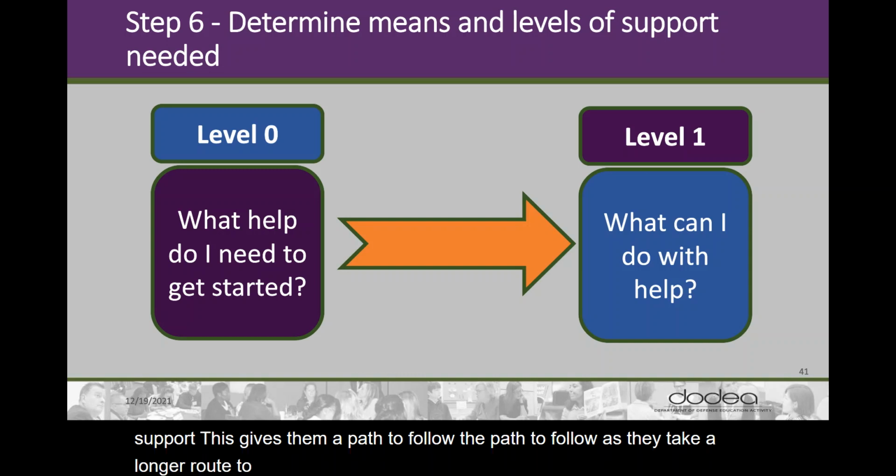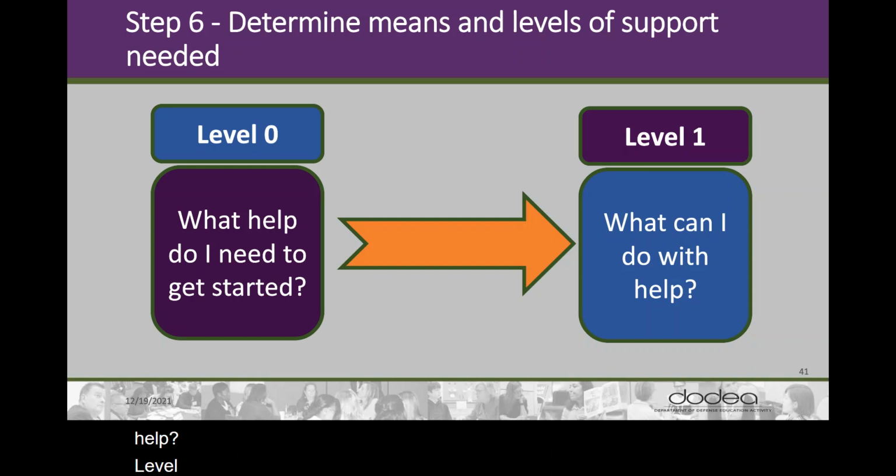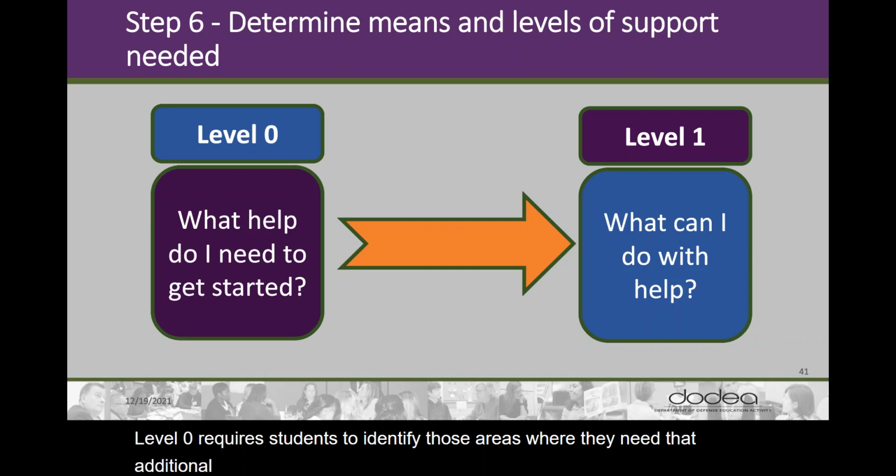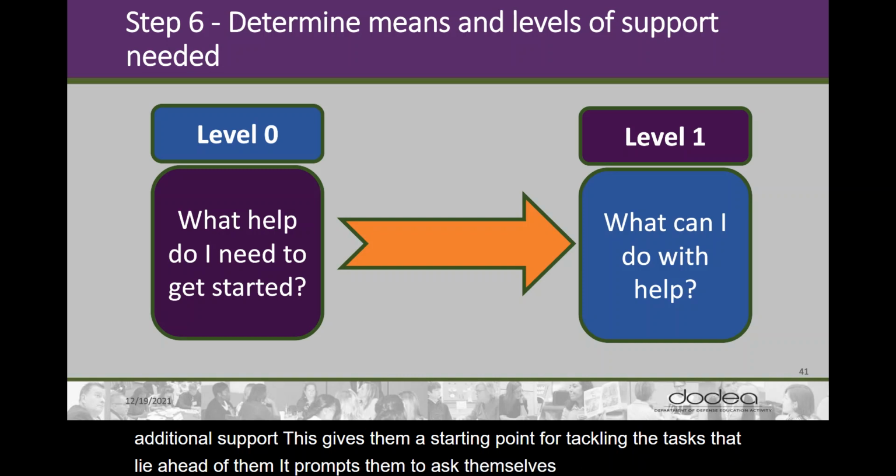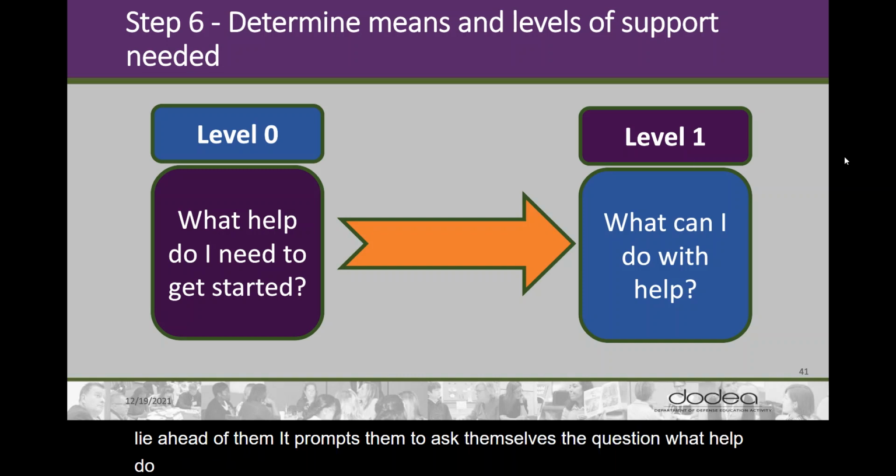It asks them the question, what can you do with help? Level 0 requires students to identify those areas where they need that additional support. This gives them a starting point for tackling the tasks that lie ahead of them. It prompts them to ask themselves the question, what help do I need to get started?